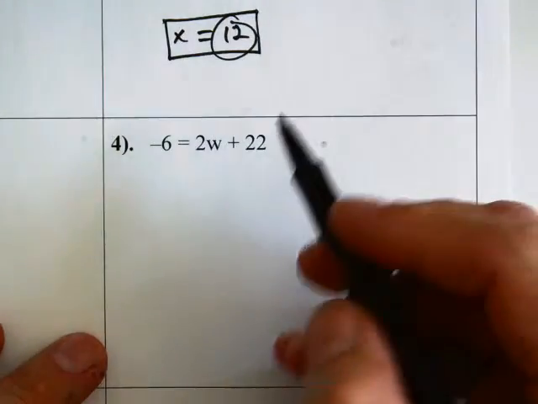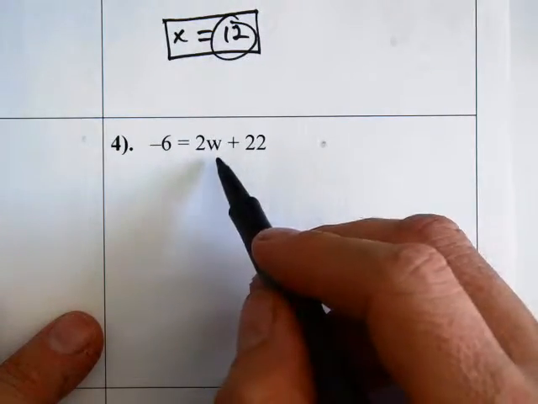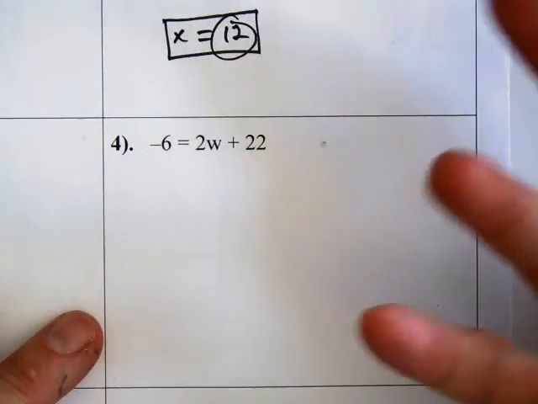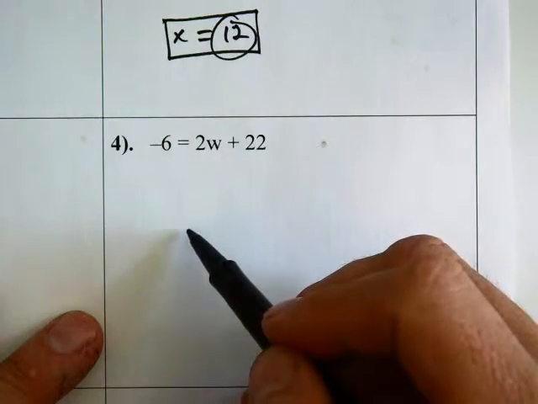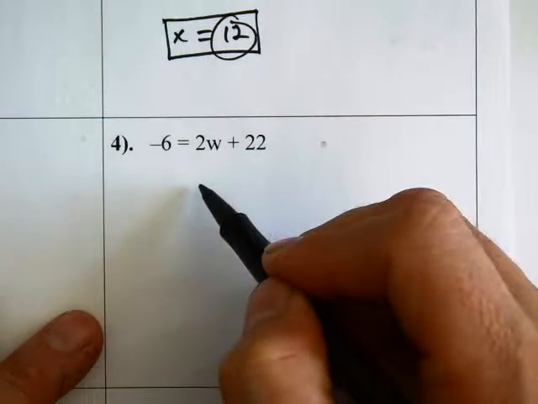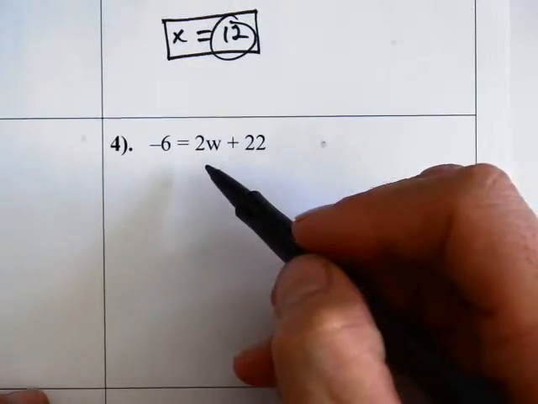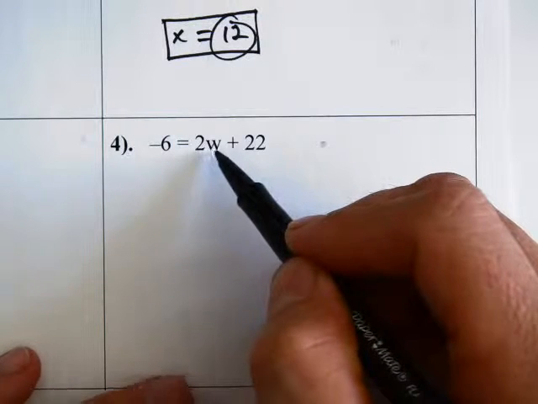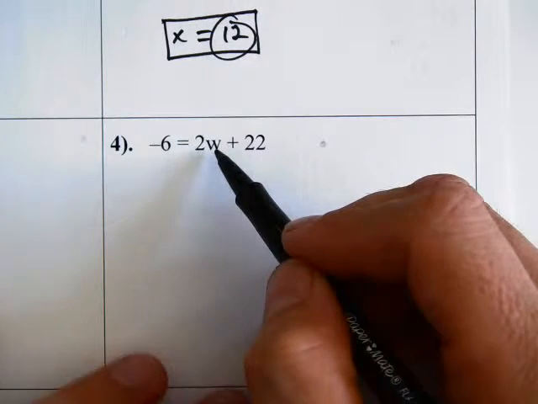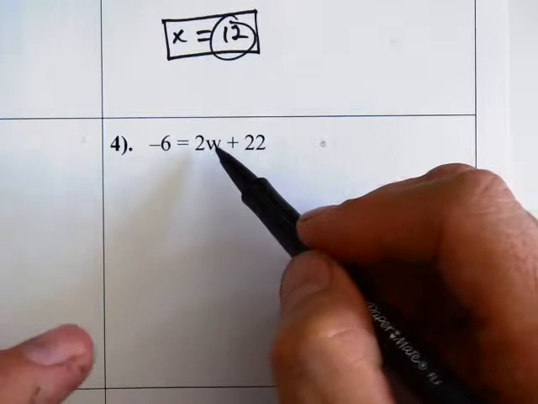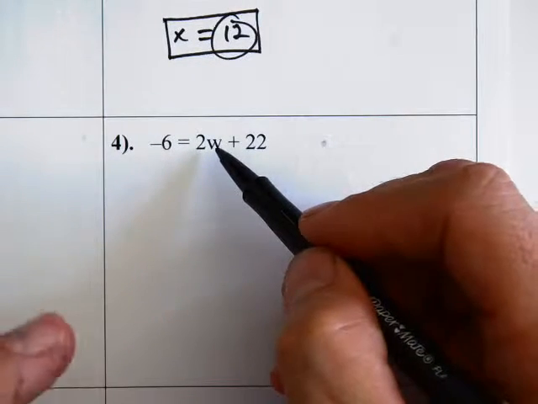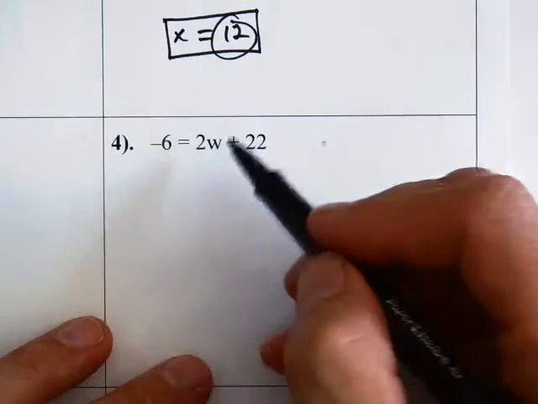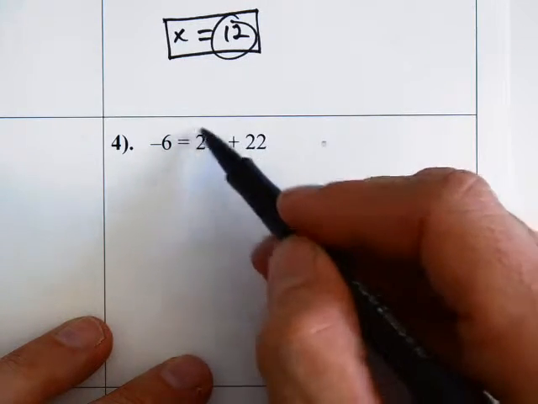Negative 6 equals 2w plus 22. This is a two-step process because there's a 2 we've got to get rid of and a 22, not necessarily in that order, to get the w by itself. Okay, so what I like to do, and this is maybe not the best way to do it, but it kind of works for a little while, is to say who is more tightly aligned with w. Who seems to be a better friend of w, 2 or 22? Well, I would say 2 is, because they're really stuck together.